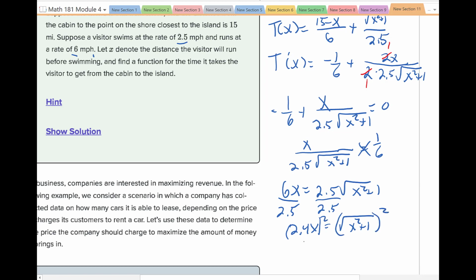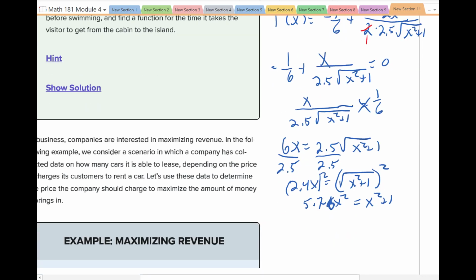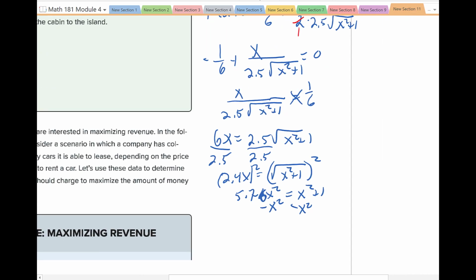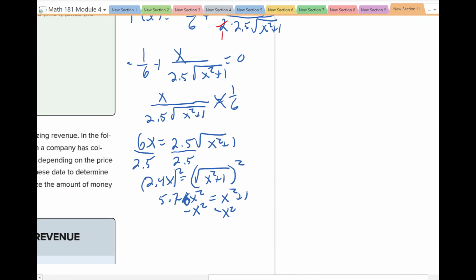And that is 5.76x squared equals x squared plus 1. So we can subtract the x squared from both sides. Let's start going to the right now. We would have 4.76 x squared equals 1.